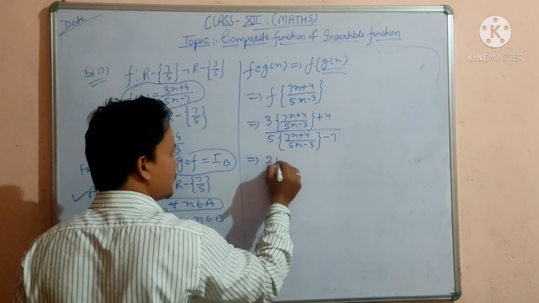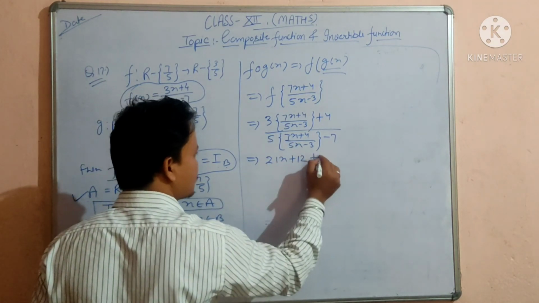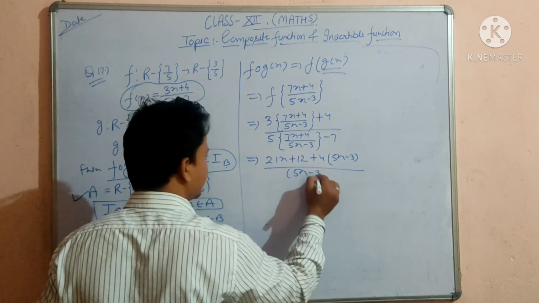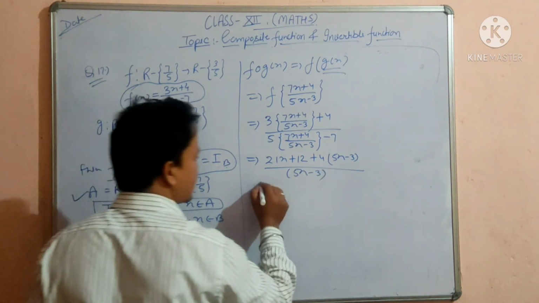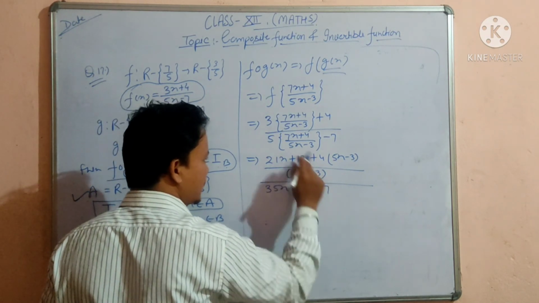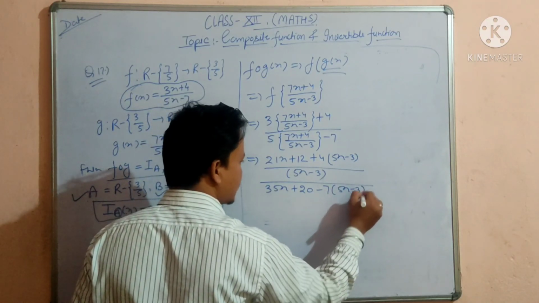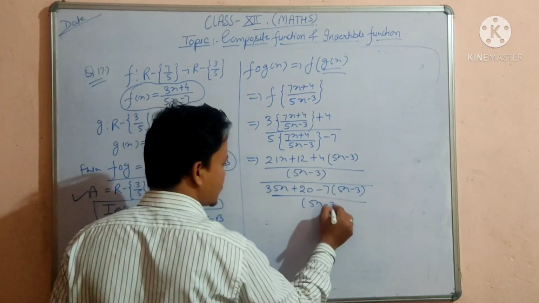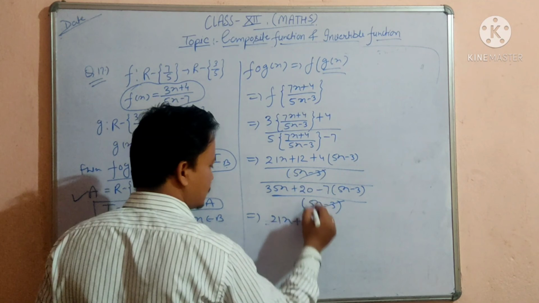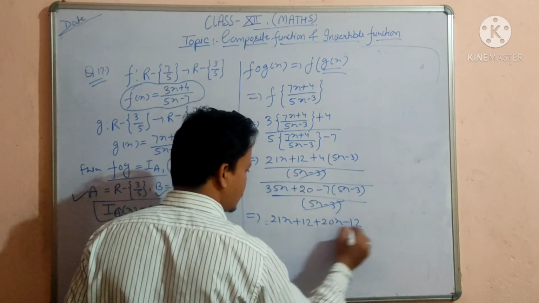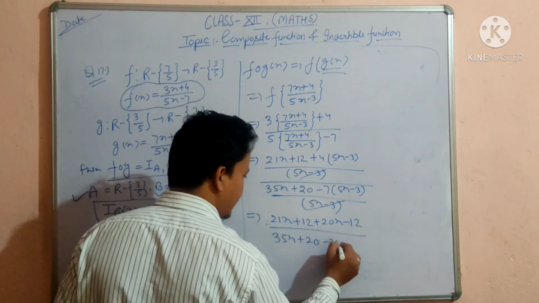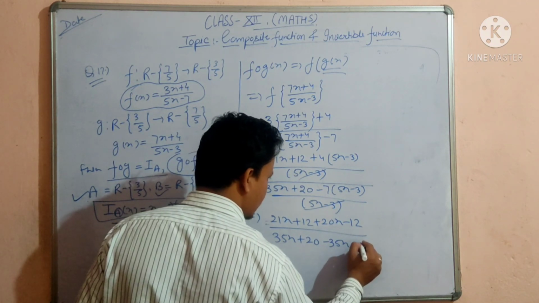So 3 times 7 is 21x plus 3 times 4 is 12 plus 4 times this will be multiplied here, (5x − 3), upon (5x − 3), divided by 5 times 7 is 35x plus 5 times 4 is 20 minus 7 times this will be multiplied here, (5x − 3), whole divided by (5x − 3), this will be cancelled out. So in the numerator 21x plus 12 plus 4 times 5 is 20x minus 12, divided by here 35x plus 20 minus 35x and plus 21.